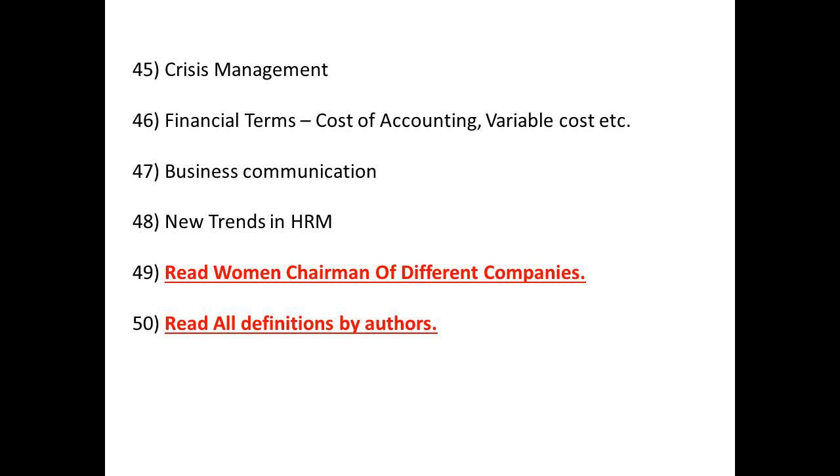Or you can say of HR. Then the last one is: read all definitions by author. Students make a very silly mistake, or they ignore a thing. Suppose they are asked if they have read training and development, they say yes, and whatever questions I ask, they know everything. That's good. But then I read out a definition and ask if they know this definition. They say no sir, because they don't focus on which author has written which definition.